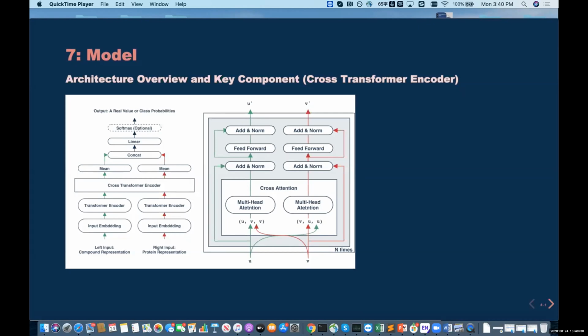My question would be, if you look at the input embeddings, the output should be the tensor that can go to the transformer, but what's the input? Because the compound representation is not a sequence, right?